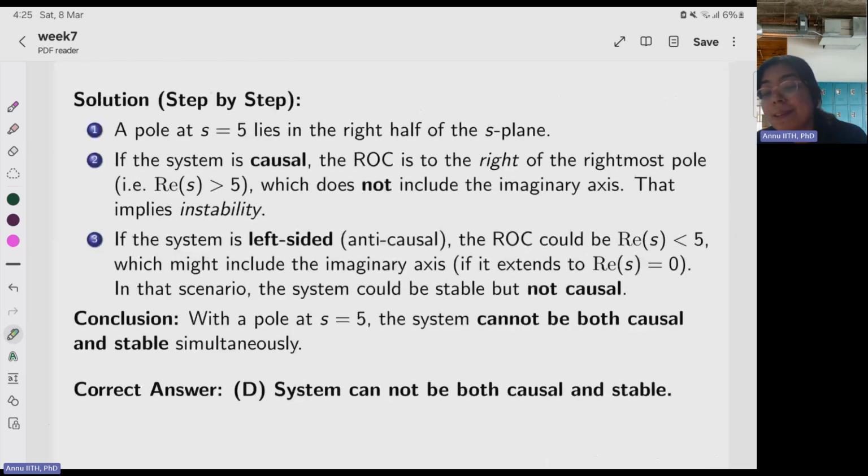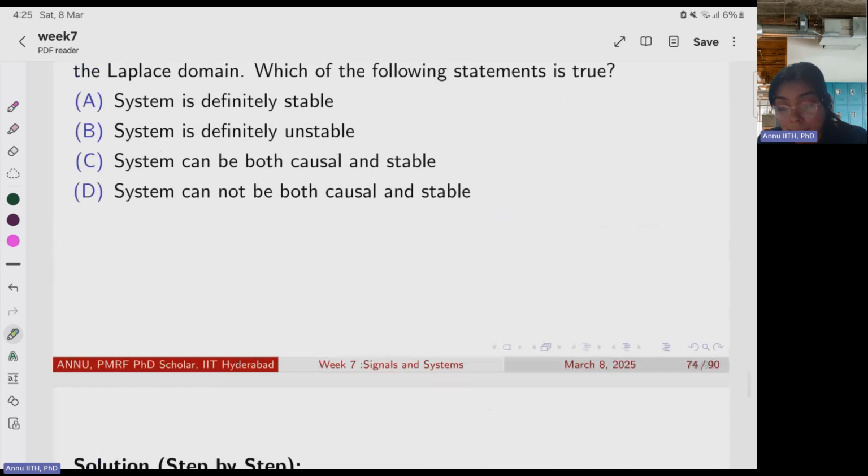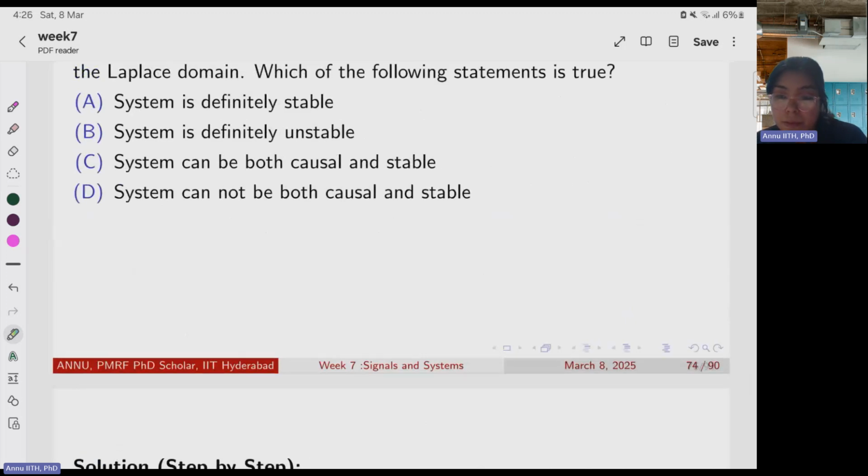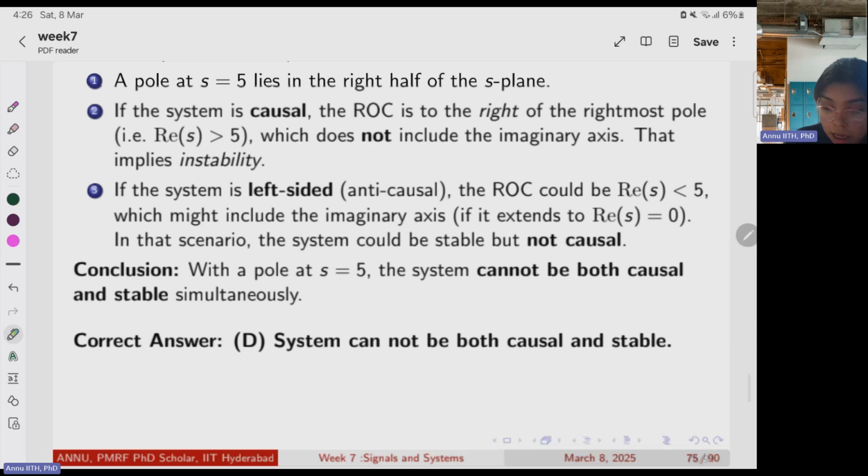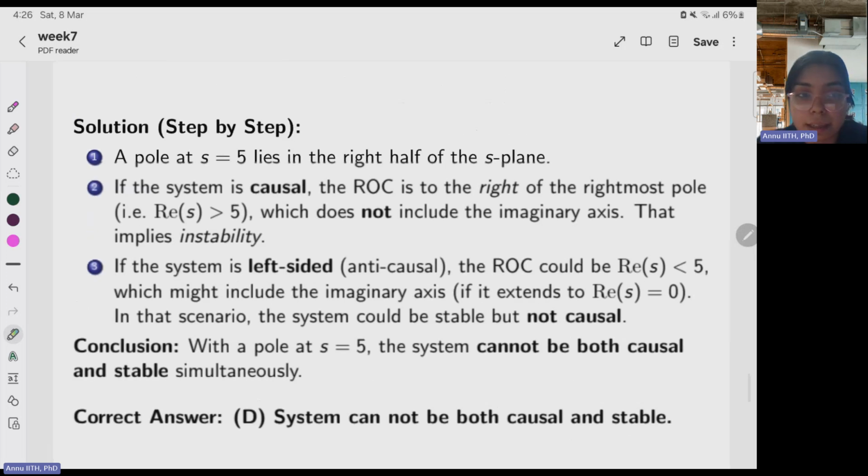So the option is that it cannot be both causal and stable simultaneously. Because if it is causal, it is unstable at the same time. If it is not causal, it is stable at the same time. So the answer is C. See this step clearly.